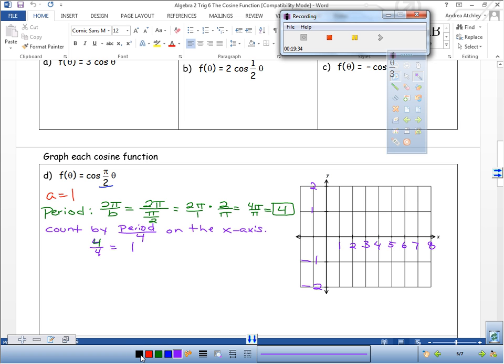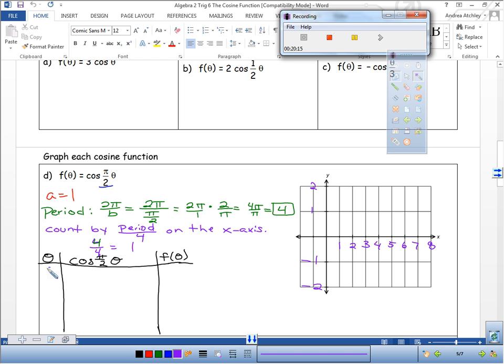Okay, so now we're going to do our t-chart like we did with our first sine. So we're going to pick a number for theta, plug it in. Wait, I have a question. Yes. How did you know to count by period divided by 4? Is it always divided by 4? Always divided by 4. That's just like a formula. Any other questions?